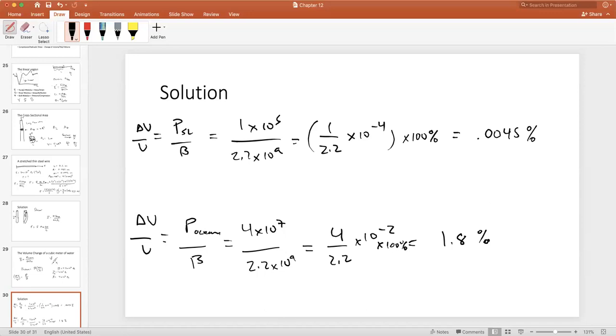Water's incompressible, which is why I wanted to show you this. We're going to talk about fluids in a couple weeks. And even though water is incompressible, that's a pretty big amount of pressure at the bottom of the ocean. It's enough to actually compress the water. So think about that.